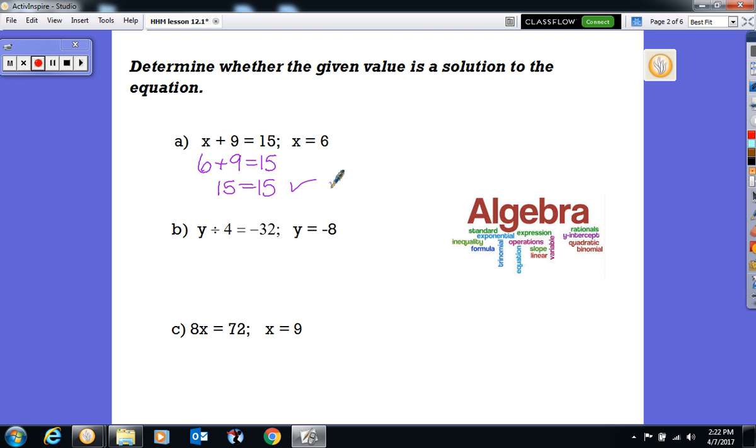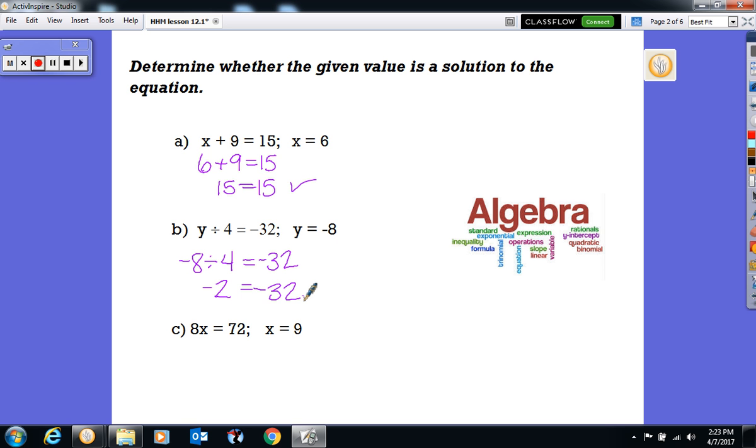So let's look at B. B says y divided by 4 equals negative 32, and this is suggesting that y equals negative 8. So let's plug in the value for y, negative 8. If y is negative 8, divided by 4 is, everybody? Negative 2. So now my equation reads negative 2 equals negative 32. Is that true?